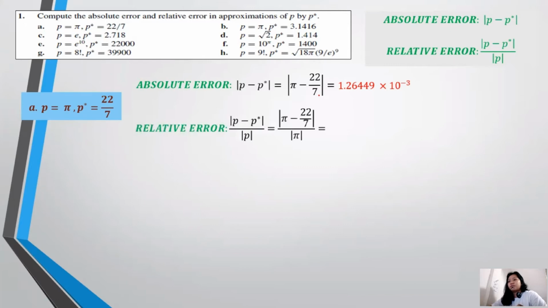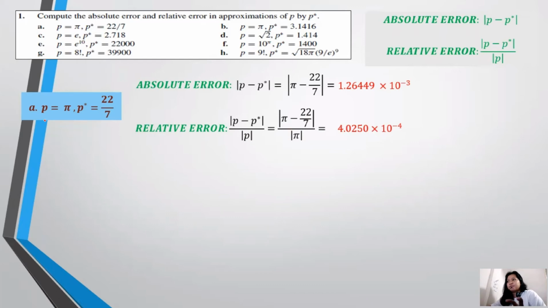So next is the relative error. We will be using the formula also: the absolute value of p minus p* all over the absolute value of p. So substitute the values. Our p is pi, so pi minus 22 over 7 all over pi. Using the calculator, I will get the answer of 4.0250 times 10 to the power of negative 4. So that is the relative error and the absolute error for letter A.